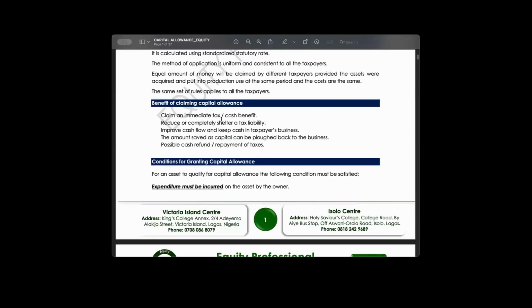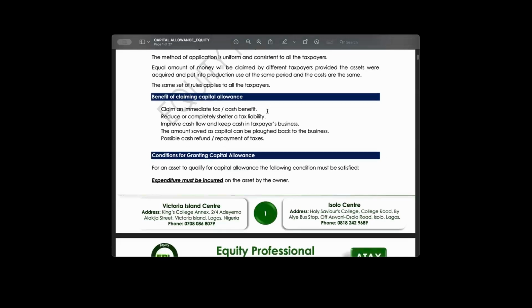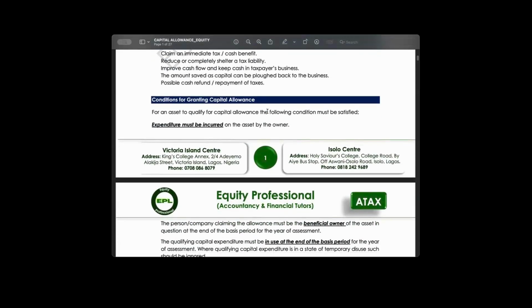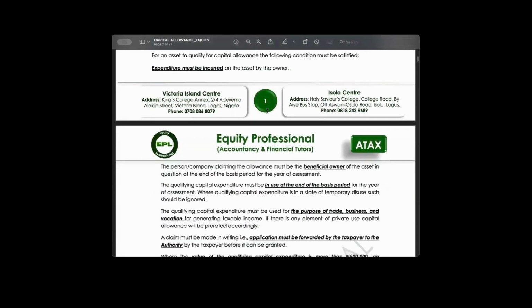Okay. The next one that we're going to be talking about is conditions for capital allowance. Number one that is very important is that the expenditure must be incurred. The person making the claim must be the one that has incurred it, must be a beneficial owner. The person making the claim must be the owner of the assets. So if you are the owner of the asset, you can make a claim over the assets.